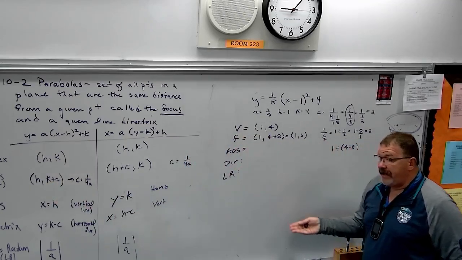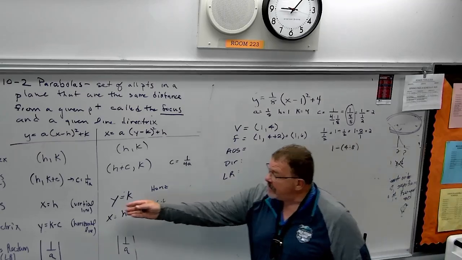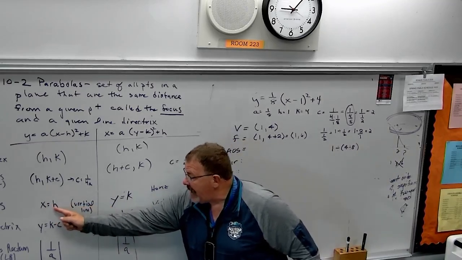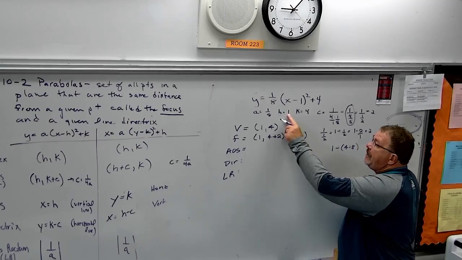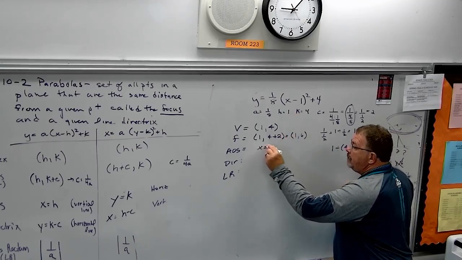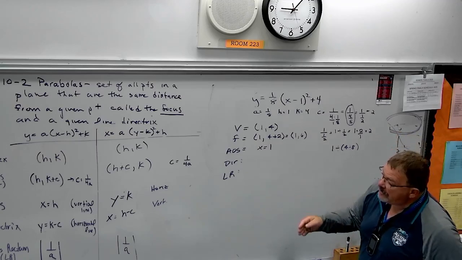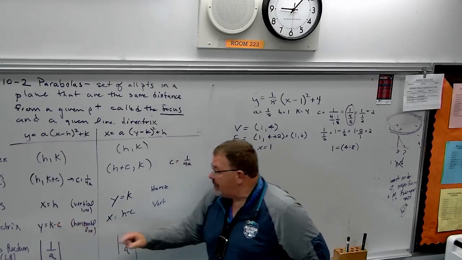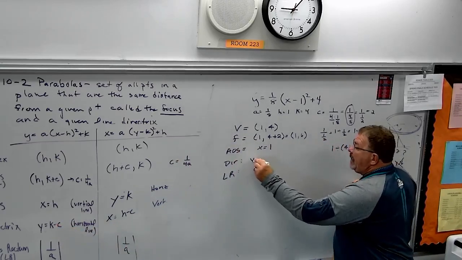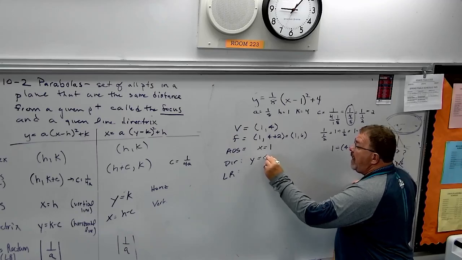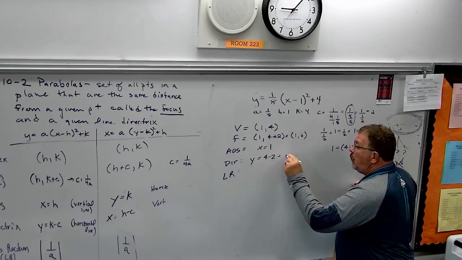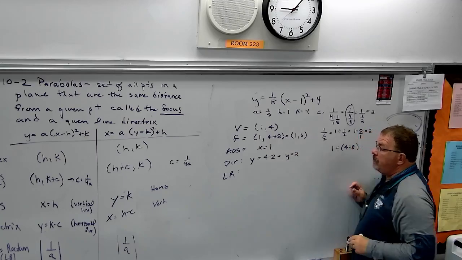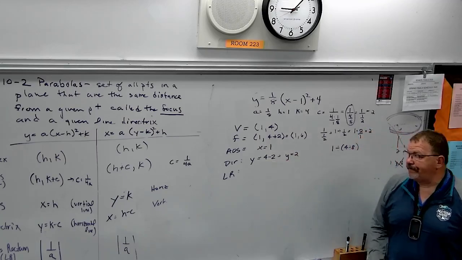Okay? Moving on. Notice the axis of symmetry is X equals H. X equals 1. Our directrix. Y equals K minus C. So y equals 2. 4 minus 2 is 2.